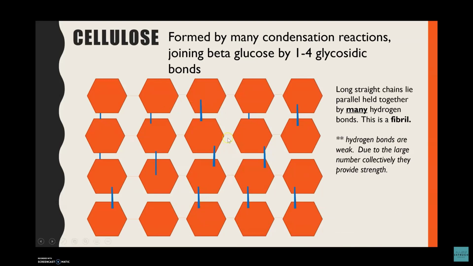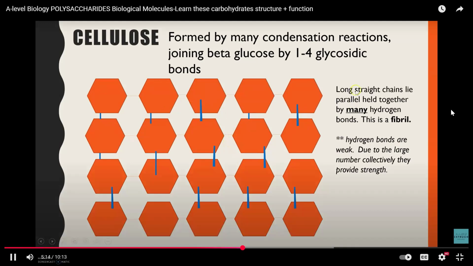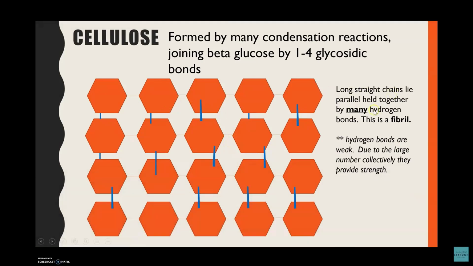So if we were to describe the structure that we've got so far, you'd get a mark for describing that there are long, straight chains. There would be a second mark for pointing out that these chains are held by many hydrogen bonds to form a structure which we call a fibril. So all of these long, straight chains held by many hydrogen bonds, that is a fibril.